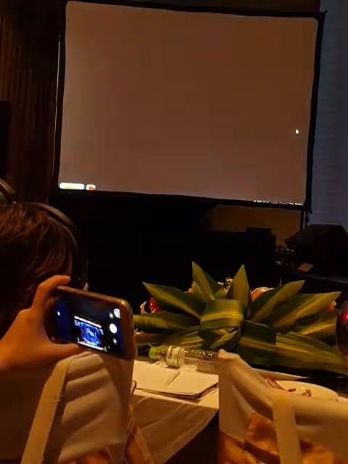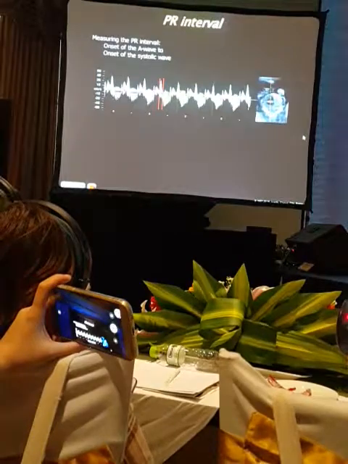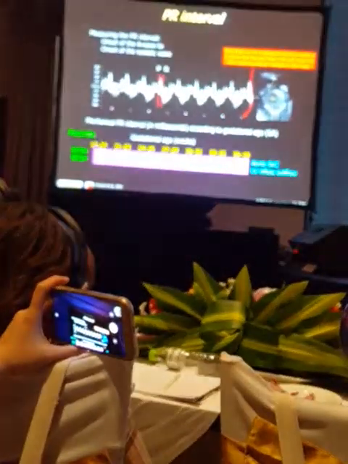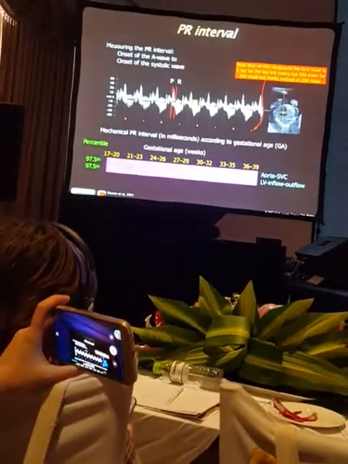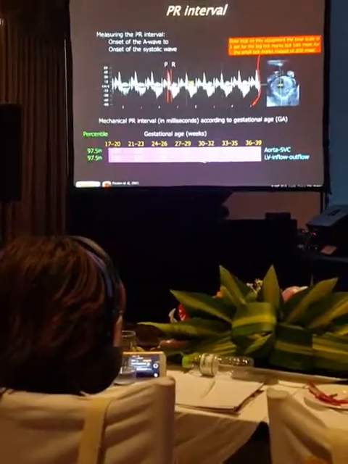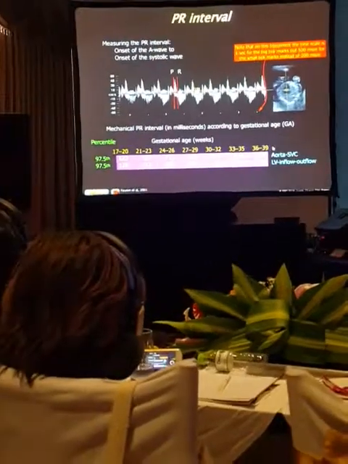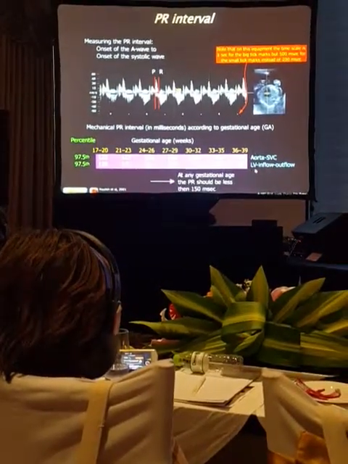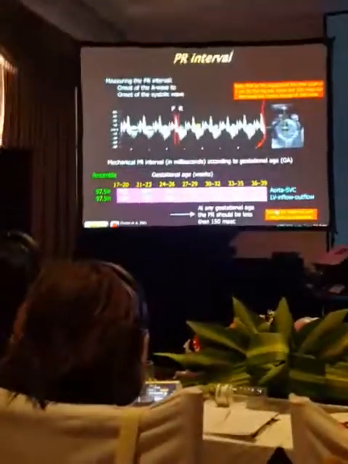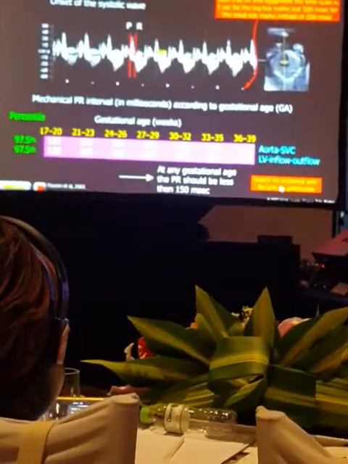I'm going to skip there because I don't have enough time. What I wanted to show you is that at whatever gestational age you measure this, whichever technique you use, that PR interval has to be less than 150 milliseconds. If it's 140, you risk getting block three days later. If it's above 150 milliseconds, then the patient most likely has either lupus or an autoimmune disorder. These are babies that can be treated prenatally, and these babies can be recovered.